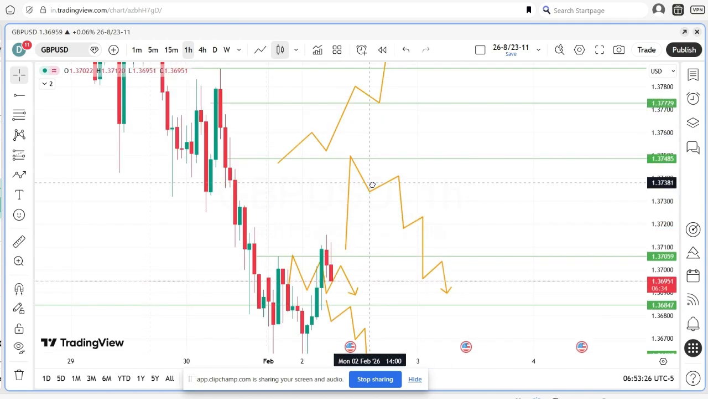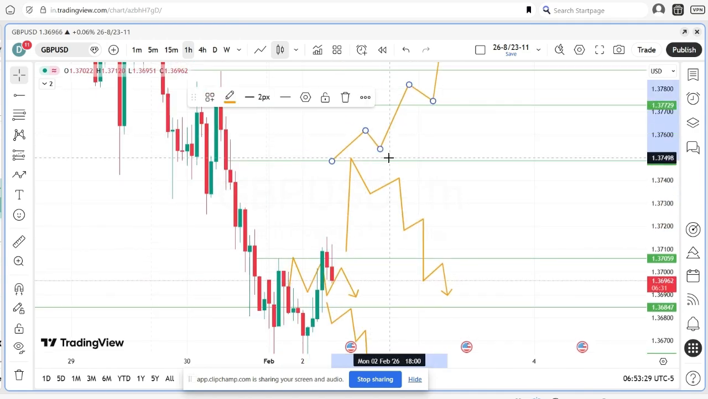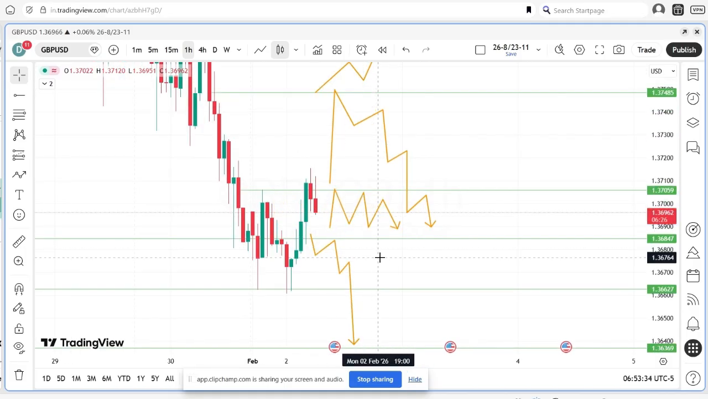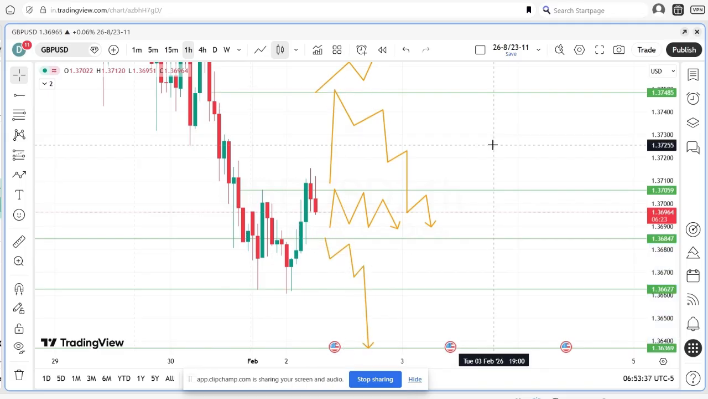Then in here we have to see whether it is giving a breakout or taking resistance. Then we have to look for shorting opportunities. So nothing new, this will remain same. No major support and resistance changes.